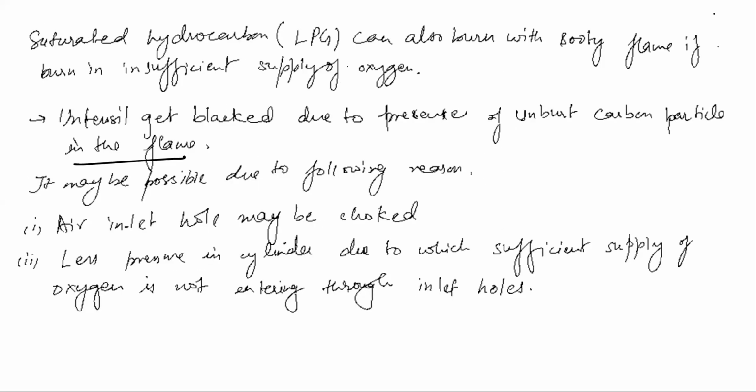So here is the answer for this question. Saturated hydrocarbons like LPG can also burn with a sooty flame if the flame burns in an insufficient supply of oxygen. Utensils get blackened due to the presence of unburned carbon particles in the flame. What is the reason for the unburned carbon particles? These unburned carbon particles are the ones making the utensils black.